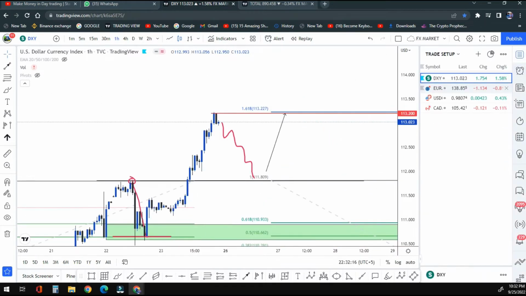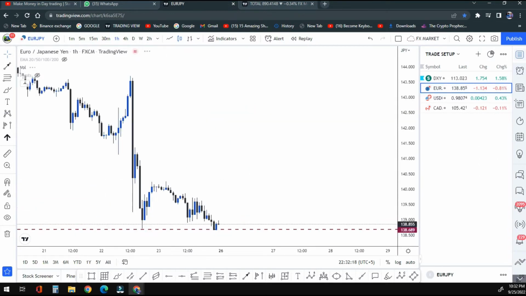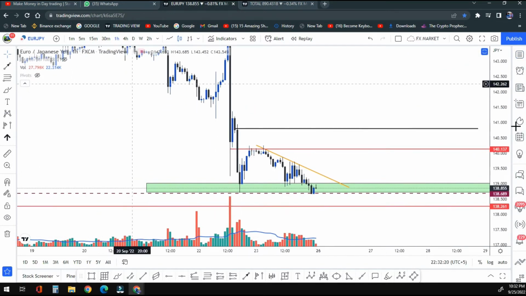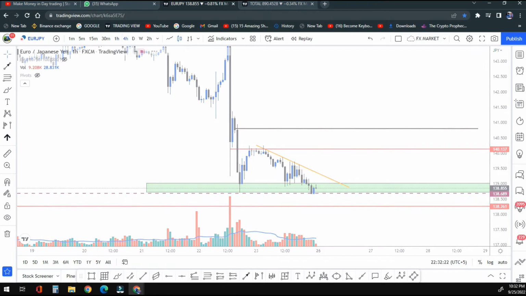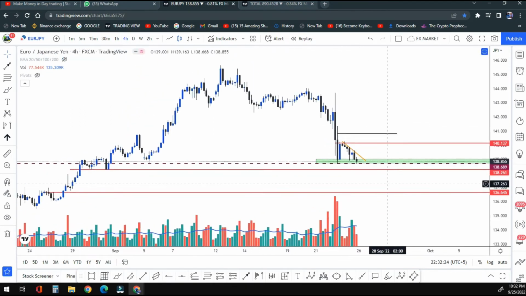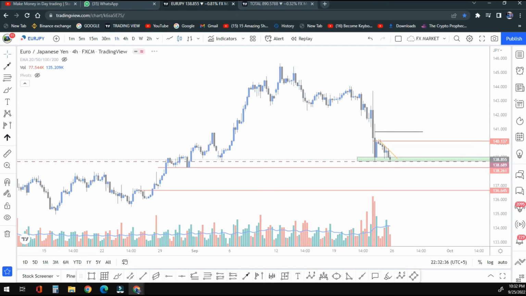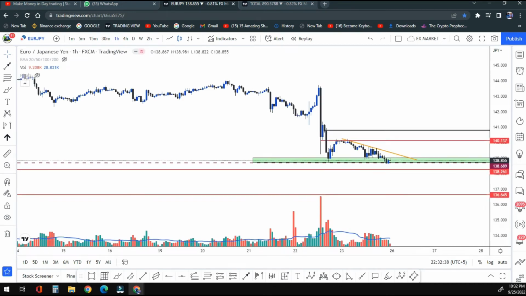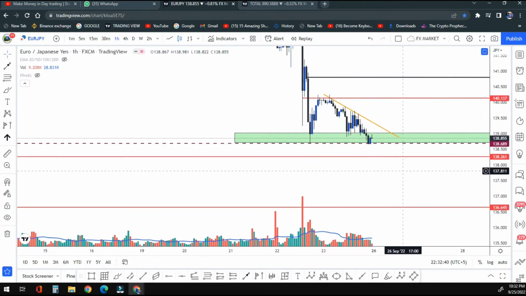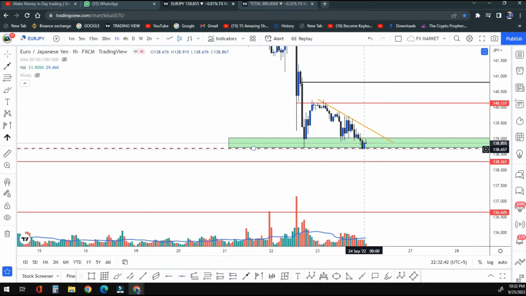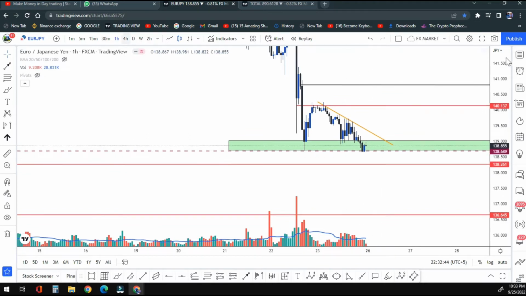All right, so our next watch list is the Euro Yen. If we go to the 4-hour time frame, you can see that price is pulling back to this level of 140.116, and now is near a very strong demand zone. If we go to the shorter time frame, you can see that price is near this support and holds this level of very strong support.